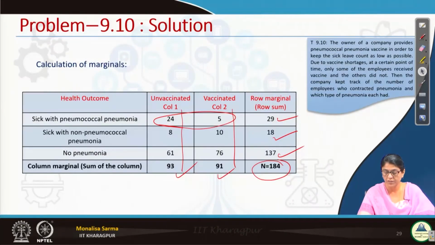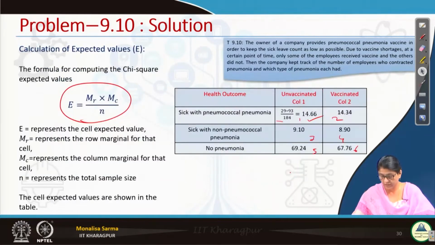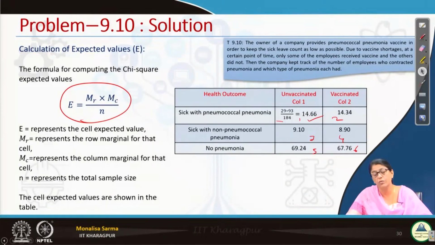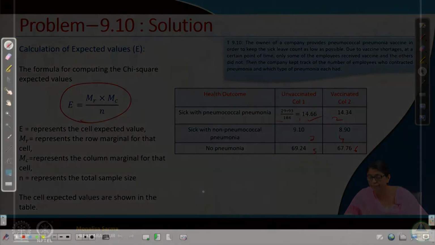You see what the row marginal is here, 29, and the column marginal here, 93. 29 into 93 divided by 184, that is what we got. That is how we got the expected value. Similarly, we will have to calculate the expected value for each column. Well, let us do it and see.